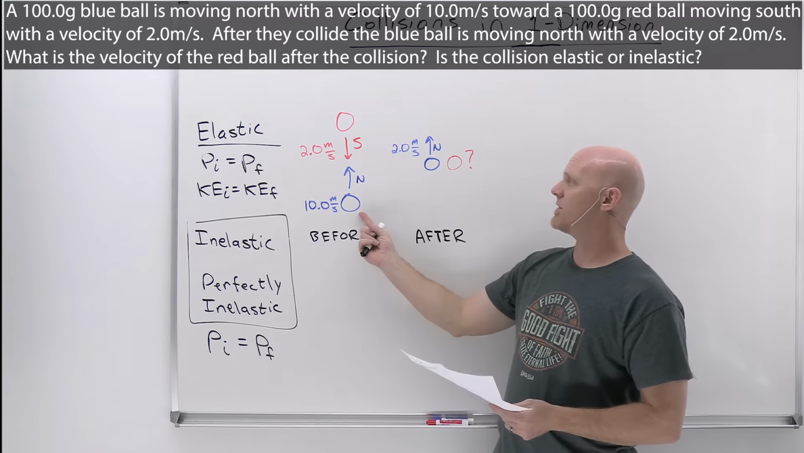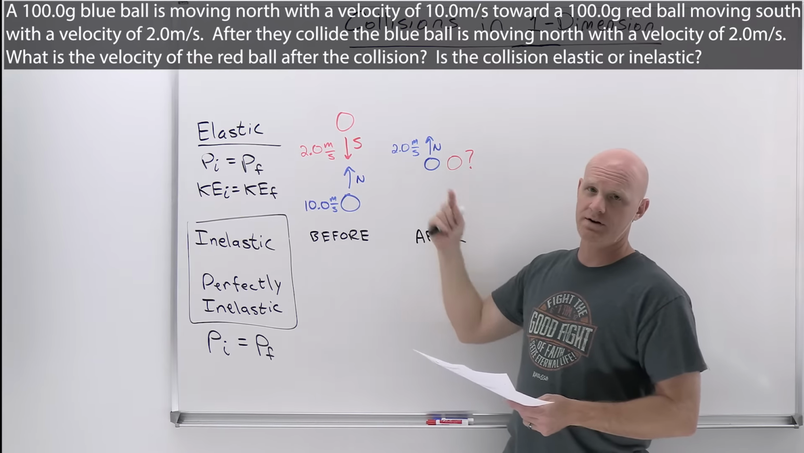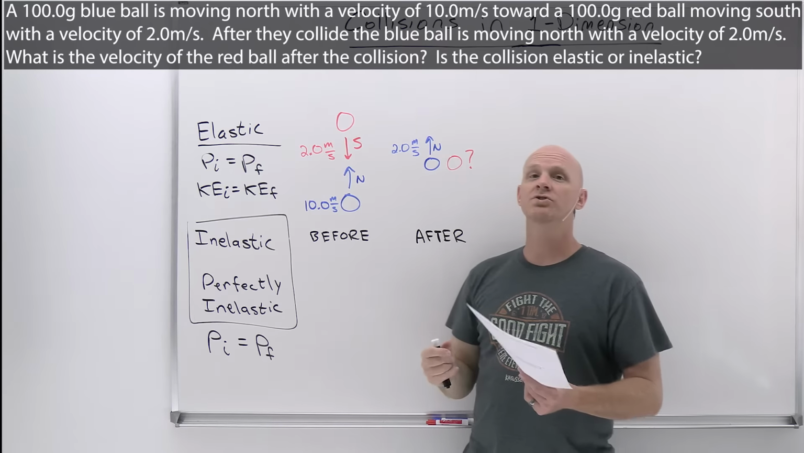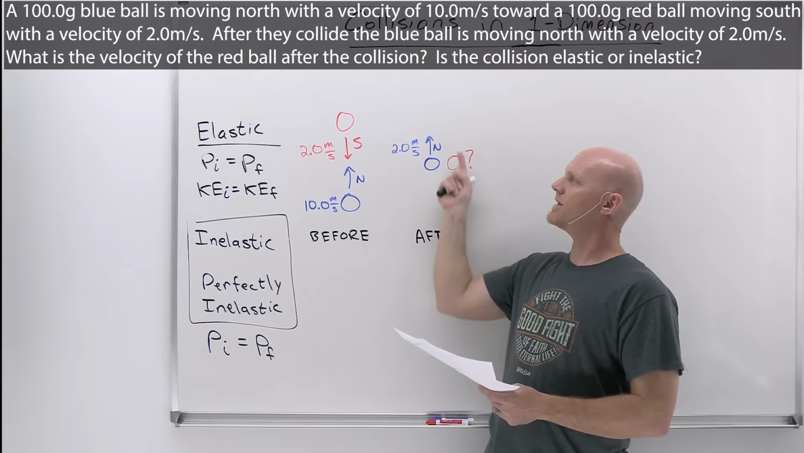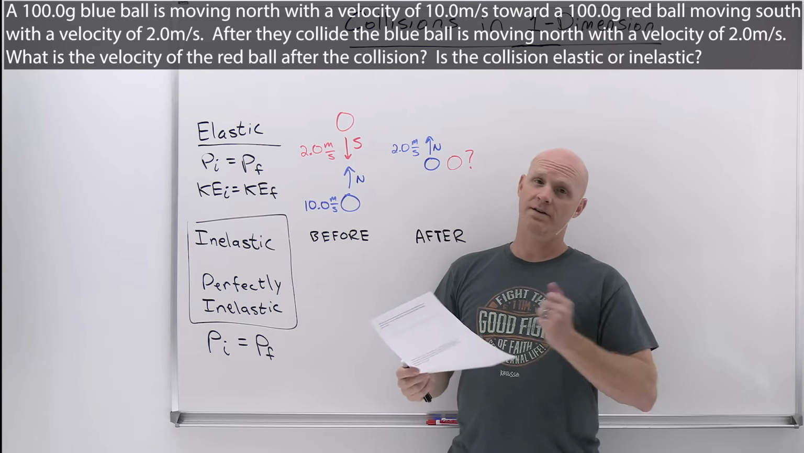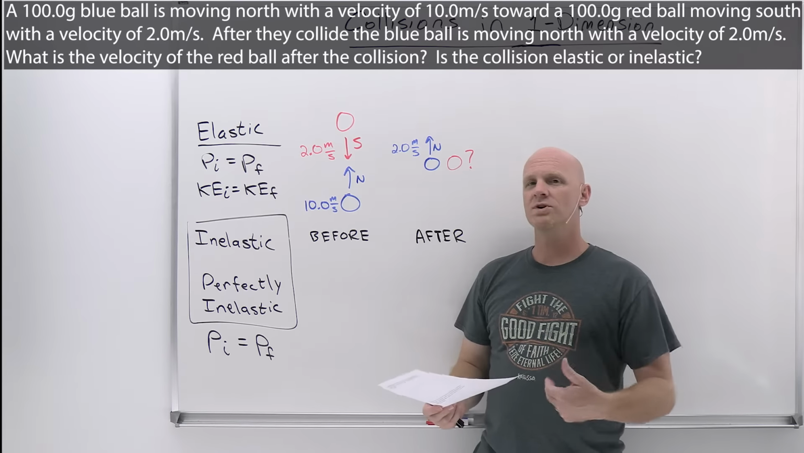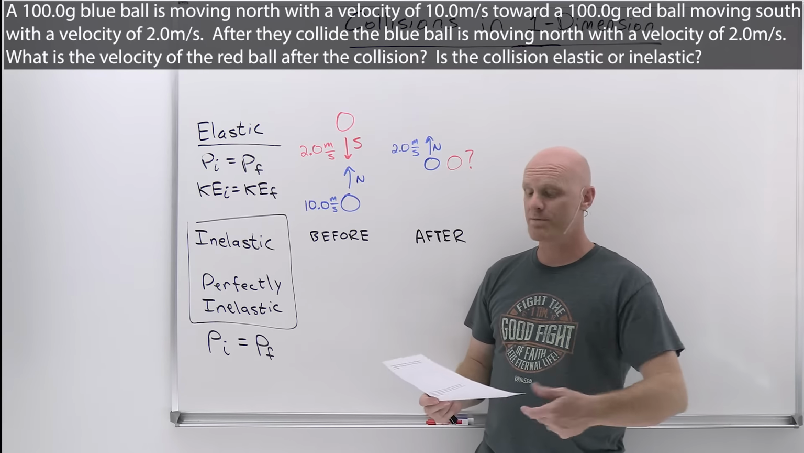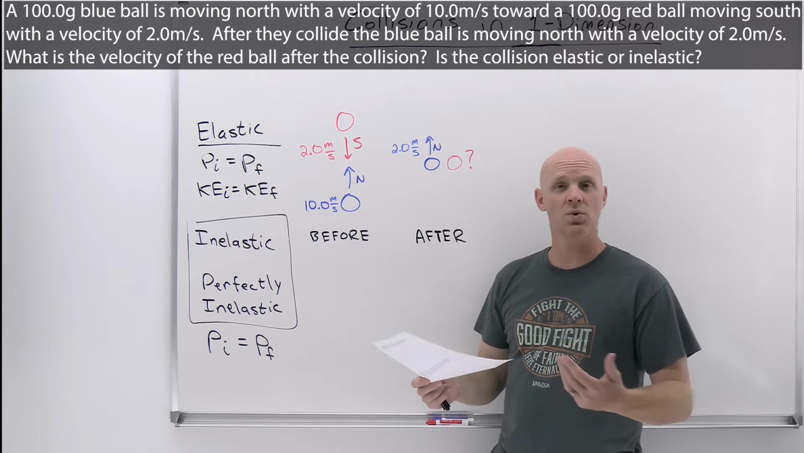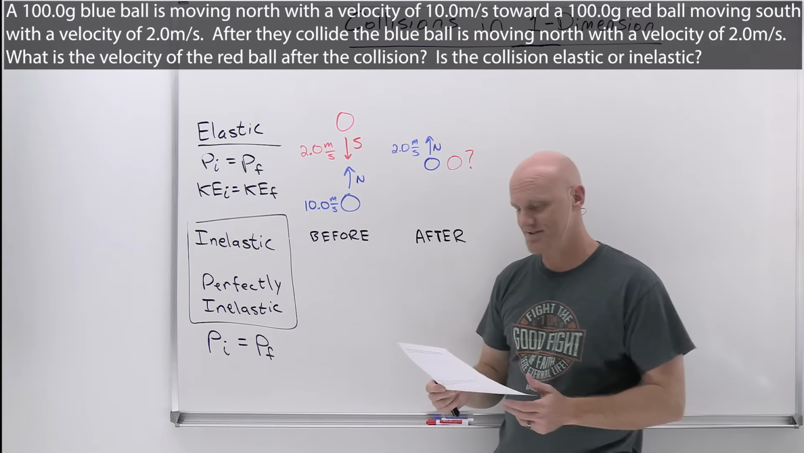So we can see that our blue ball has definitely slowed down here. What we don't know is even what direction the red ball is moving. You can probably intuitively think, I bet that red ball's heading north as well, and you'll be right, it turns out. But don't let your intuition set everything in stone for you. Work the math out. It'll confirm your intuitions or contradict them in some cases.